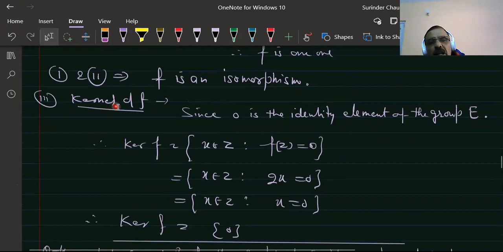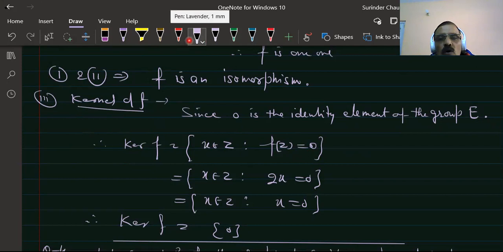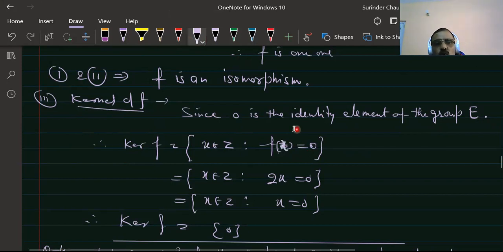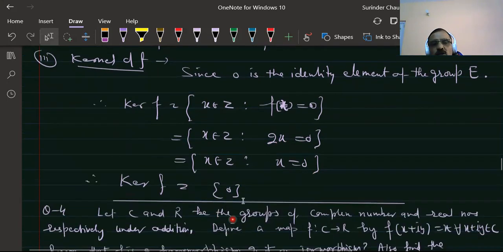So now we will find the kernel of f. Since 0 is the identity element of the group of even integers, the kernel of f is the set of all x in Z such that f of x is equal to 0. So x in Z such that 2x is equal to 0. 2x is equal to 0 if x is equal to 0. So the kernel of f consists of only the identity 0.